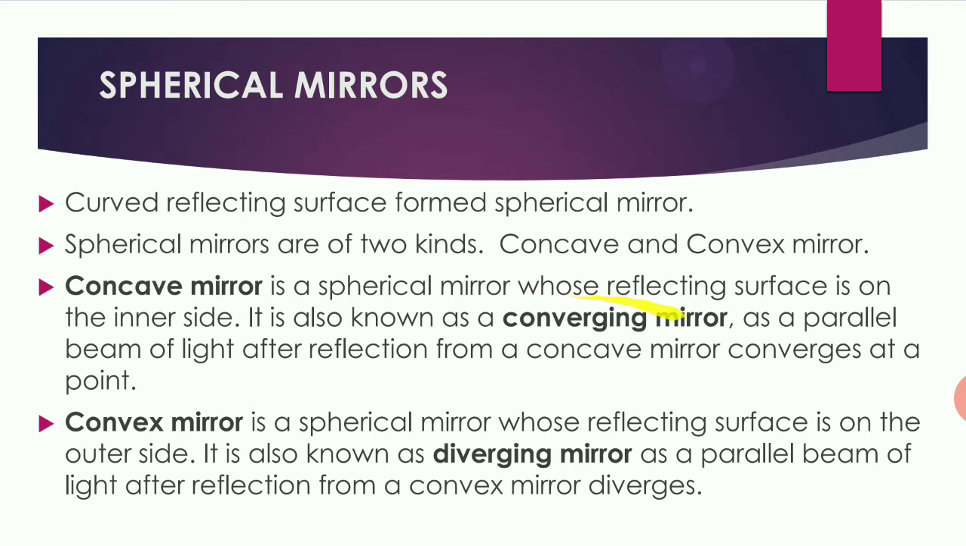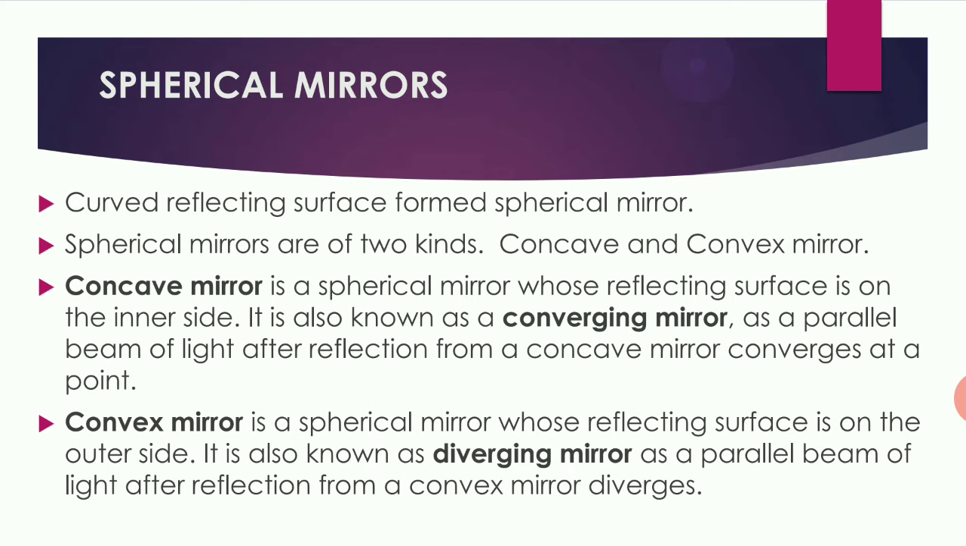A concave mirror is a spherical mirror whose reflecting surface is on the inner side, and it is also known as a converging mirror. Concave mirror can also be called a converging mirror.